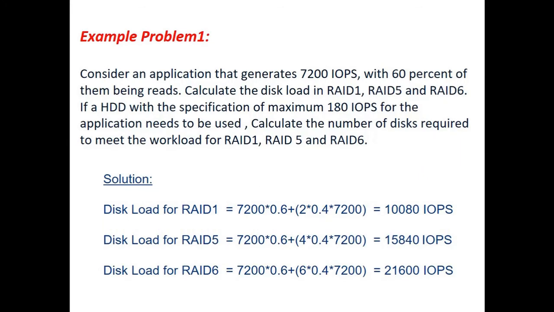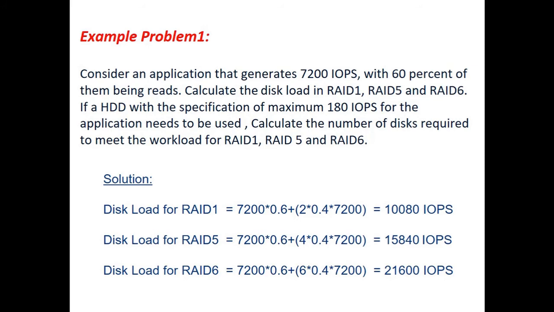Let us look at one problem that was asked in one of the examinations. The question is like this: consider an application that generates 7200 IOPS with 60% of them being reads. Calculate the disk load in RAID 1, RAID 5 and RAID 6. If a hard disk drive with a specification of maximum 180 IOPS for the application needs to be used, calculate the number of disks required to meet the workload for RAID 5, RAID 1 and RAID 6 implementation.